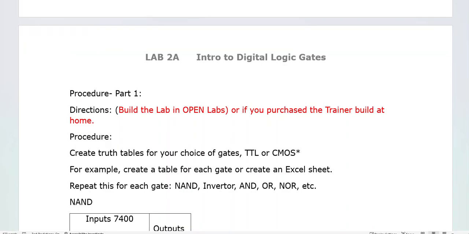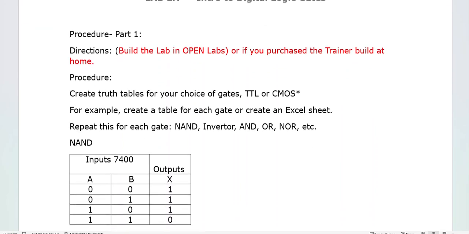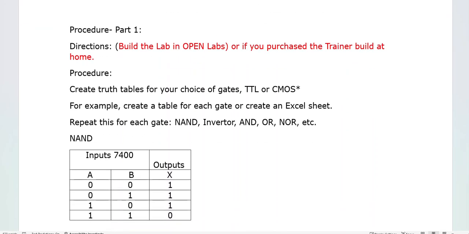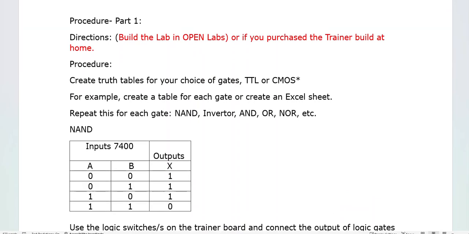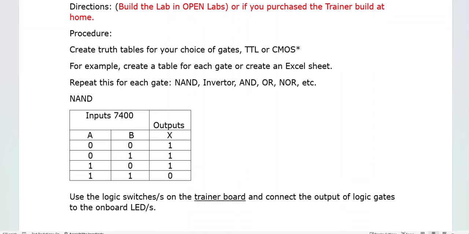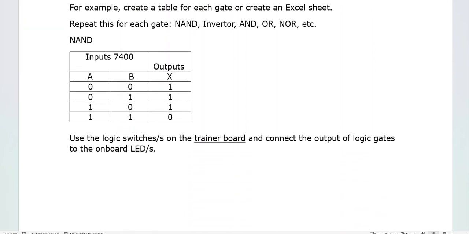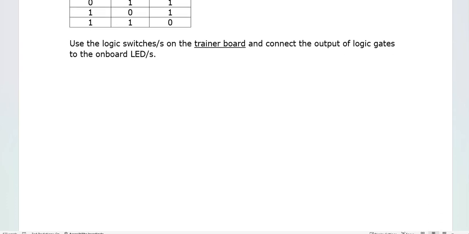So I think in the updated lab, I'll create the tables for you. Right now, I had the students from last semester do their own tables for each of the gates. It's pretty straightforward. You can do that in Excel. Okay, so you're going to build it at home. You have your trainer board. Use the logic switches that you used in Lab 1 and the LEDs as indicators.